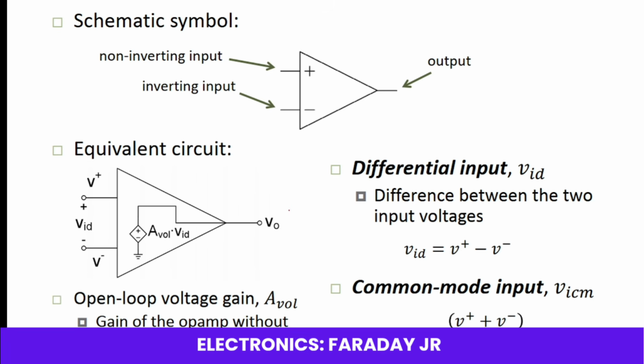And then the gain of the amplifier is mostly within the amplifier. Okay. Now let's look at the schematic symbol of the op-amp. The op-amp has two inputs. We call them the inverting, which is the negative side, and then the non-inverting, which is the positive side.